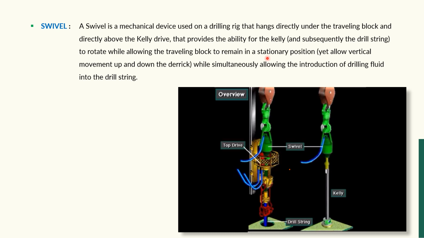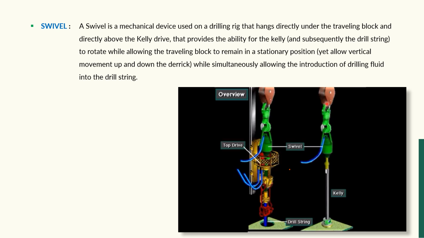It means the traveling block is not moving in rotation. It is not rotating 360 degrees, but it is capable of going up and down, while simultaneously the swivel allows the introduction of the drilling fluid into the drill string. So this is the function of the swivel.